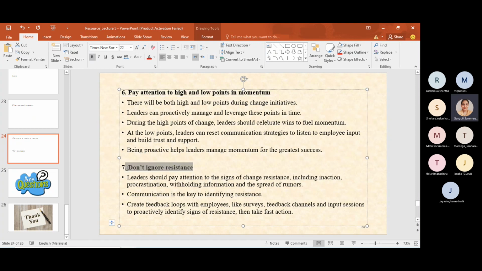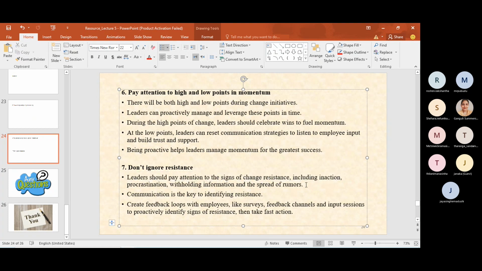And don't ignore resistance. This is the final point, another thing that you should do to manage the impact of change. Let's read the first point over here. Leaders should pay attention to signs of change resistance, including inaction, procrastination, withholding information, and spread of rumors.